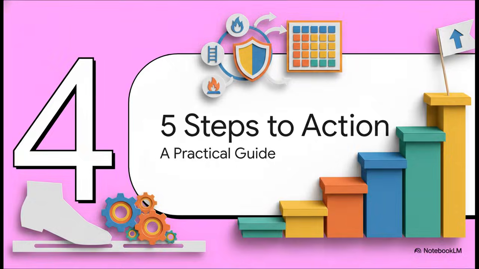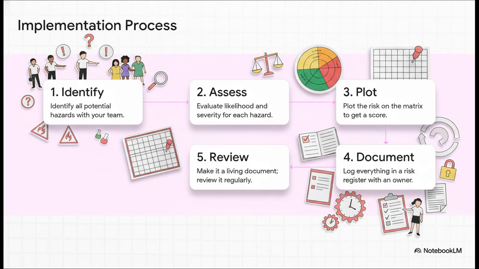And that leads us perfectly into section 4, your 5 steps to action. We've seen the theory, which is great, but now let's talk about putting this thing to work out there in the real world. So here's the process. Number 1, identify the hazards. And please, always do this with your team. They're the experts on the ground. 2, assess the likelihood and severity for each of those hazards. 3, plot it on the matrix to get your score.